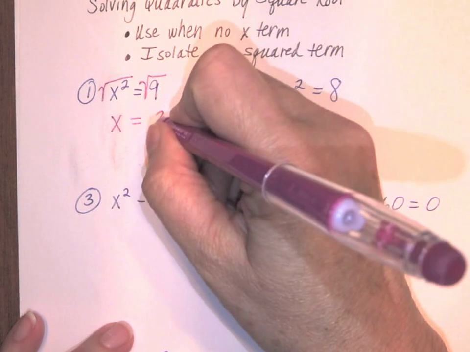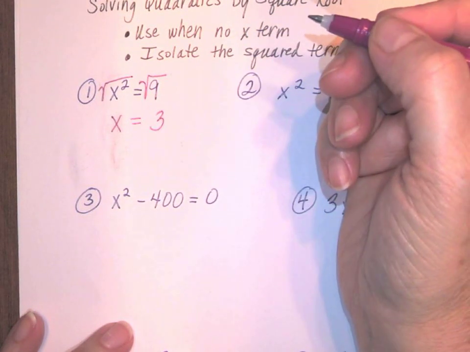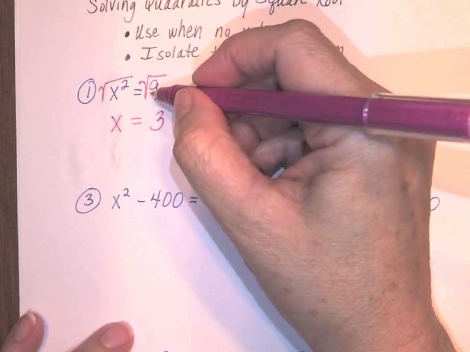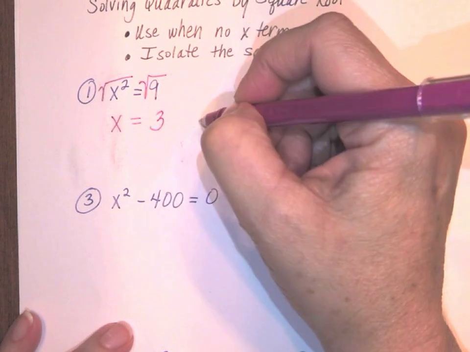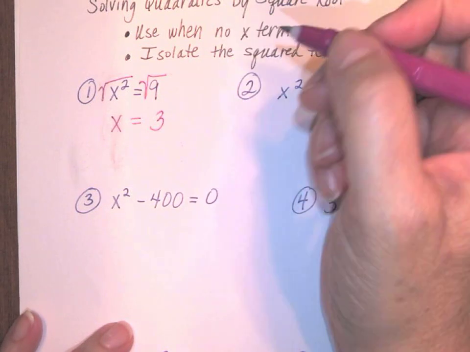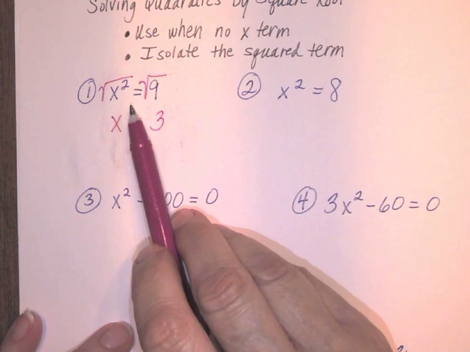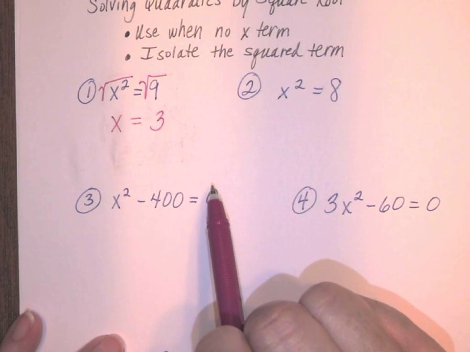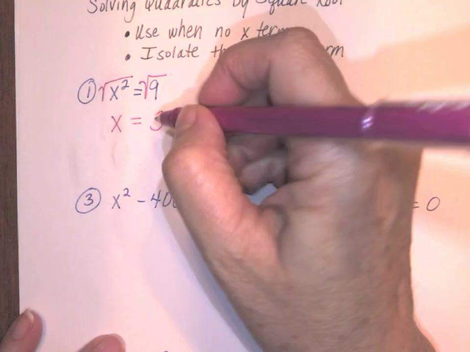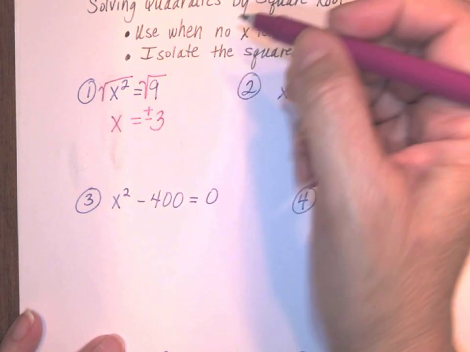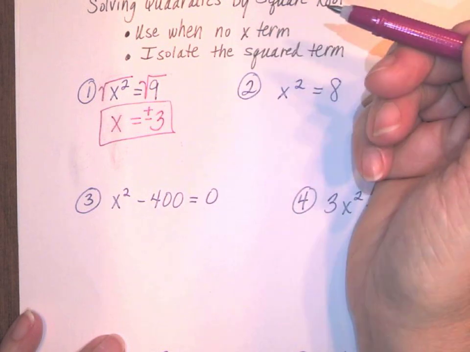Square root of 9 is 3. However, we know that negative 3 is also the square root of 9. Negative 3 times negative 3 is positive 9. Therefore, I need both answers. This parabola has two roots. It crosses the x-intercept at 2 points, 3 and negative 3. We write that like this, as plus or minus 3.